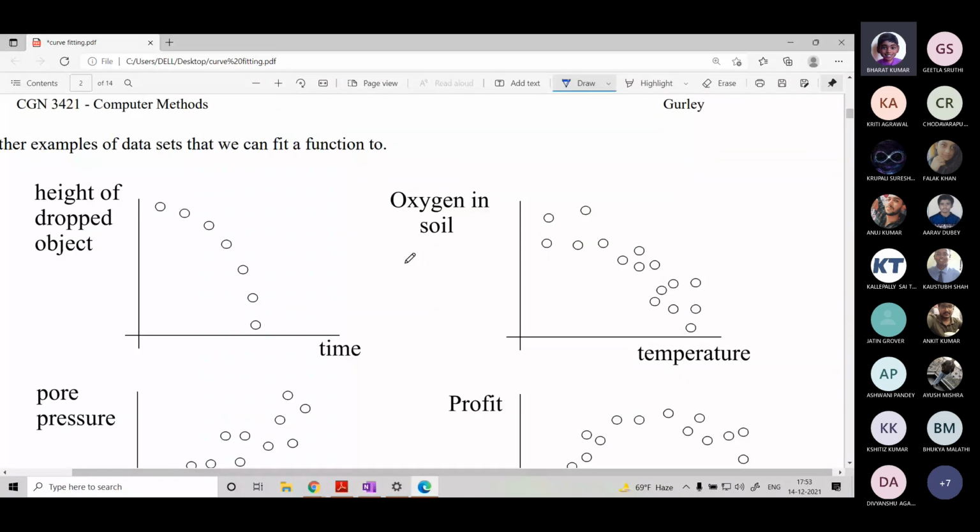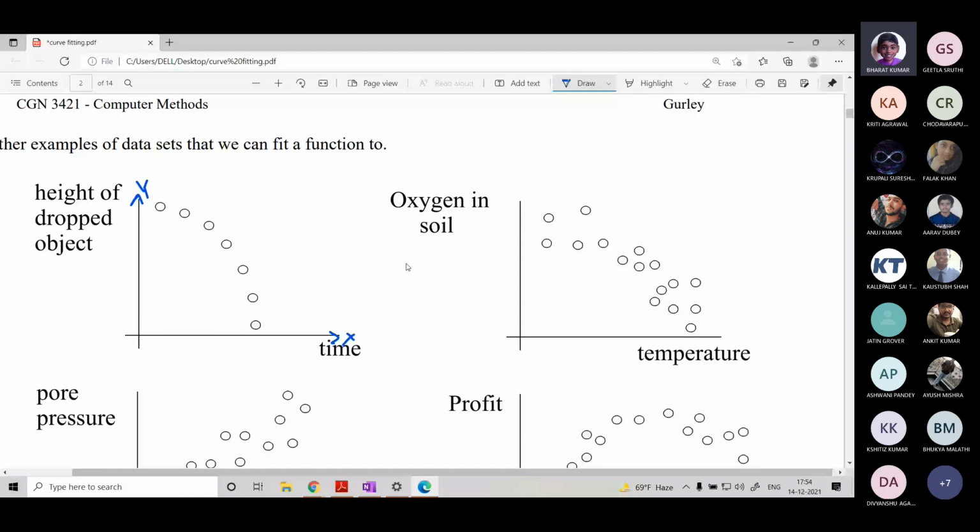Same thing here. If an object is dropped from a certain height, you are considering several instances and measuring the height. So the height will decrease along the time. This is the height, the y-axis representing height, the x-axis time. So what kind of relationship is there between height and time if an object is dropped from a certain height? That you have to find out. So which quadratic? You will do that from the data.